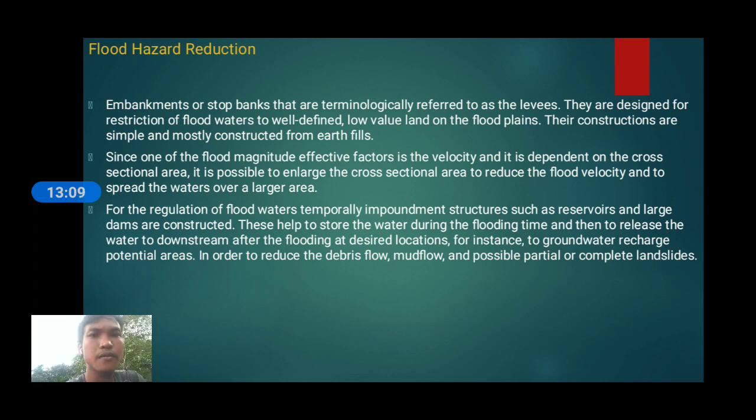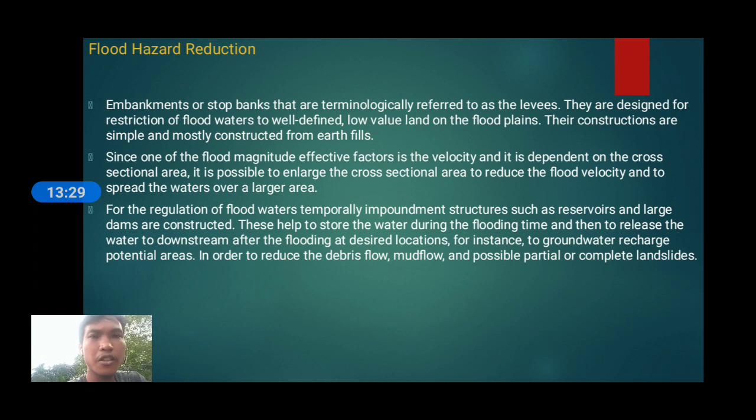Since one of the flood magnitude effect factors is velocity and it is dependent on cross-sectional area, it is possible to enlarge the cross-sectional area to reduce the flood velocity and to spread the water over a large area.